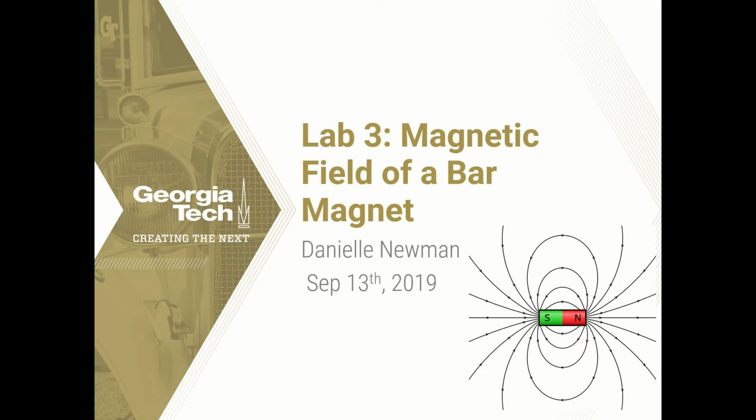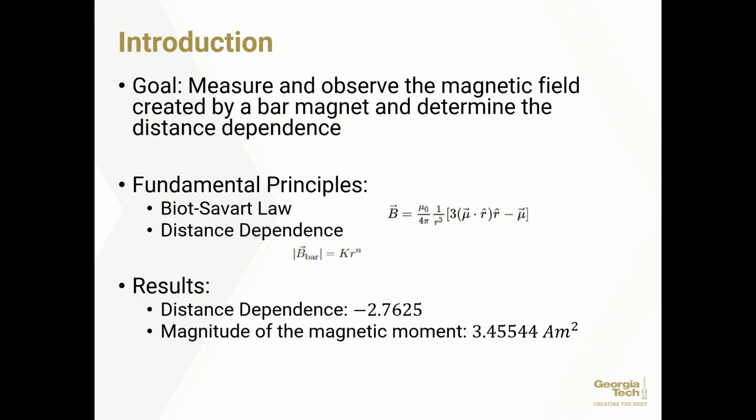Everyone, today I will be talking about Lab 3 of Physics 2212 dealing with the magnetic field of a bar magnet. The goal of this lab was to measure and observe the magnetic field created by a bar magnet and then to determine the distance dependence. Some fundamental principles that were used were the Biot-Savart law shown to the right of the screen and the known distance dependence of a bar magnet.